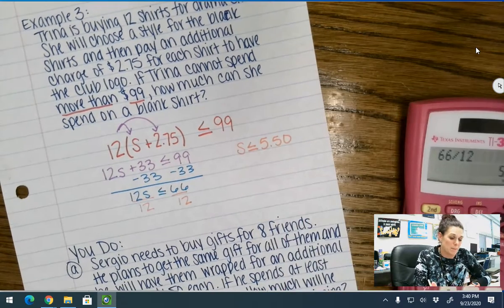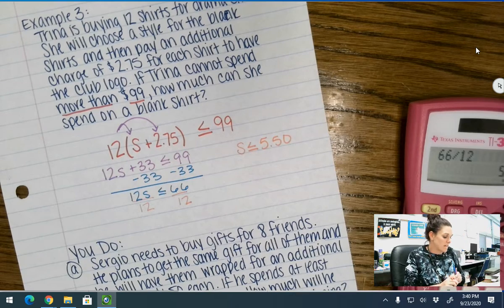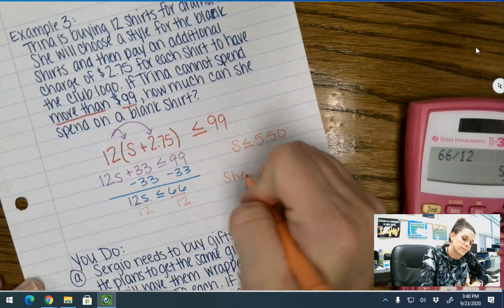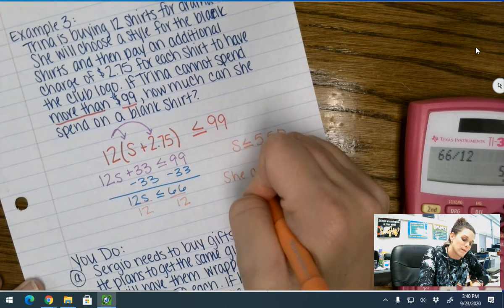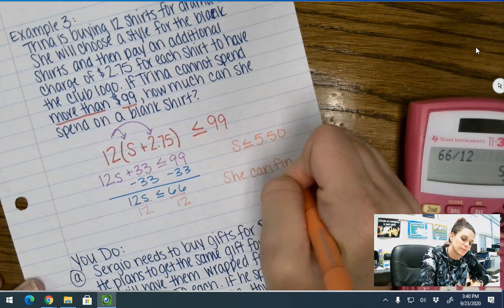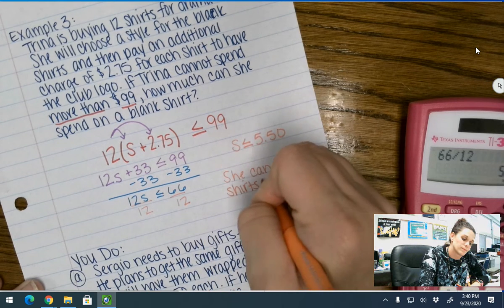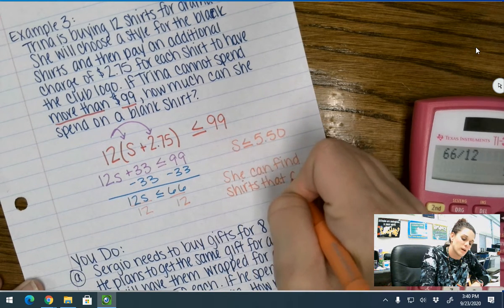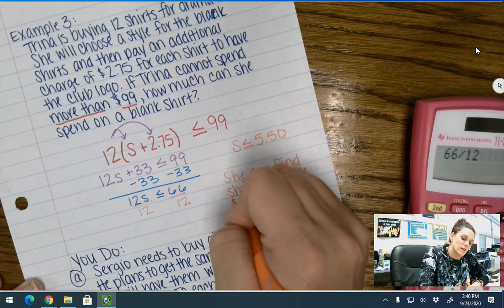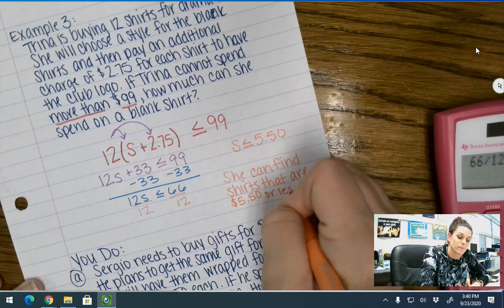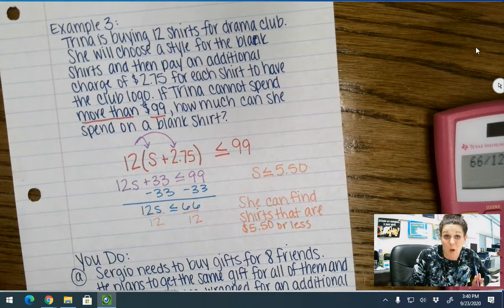And I know I'm talking money, okay? So now I have to declare my answer, and I have to say, she can find shirts that are $5.50 or less. Because let's be real, do I want to spend all of the money?